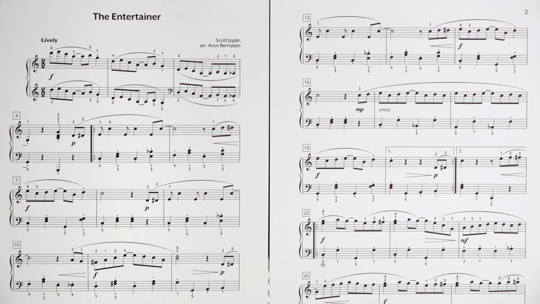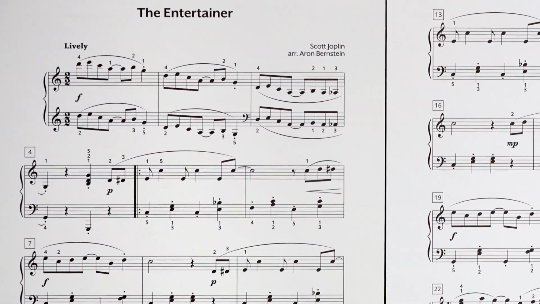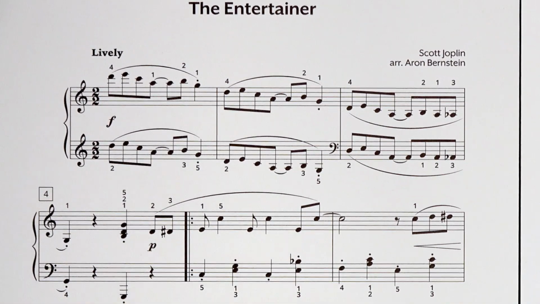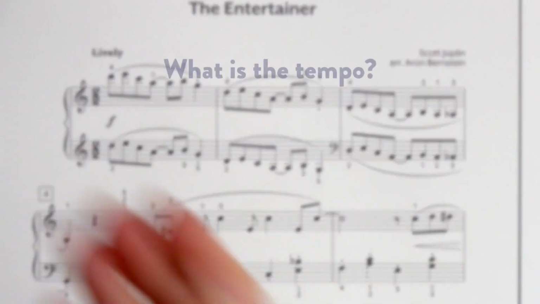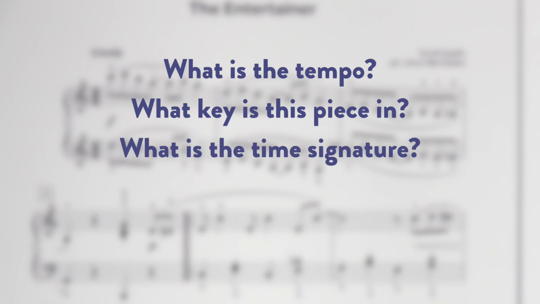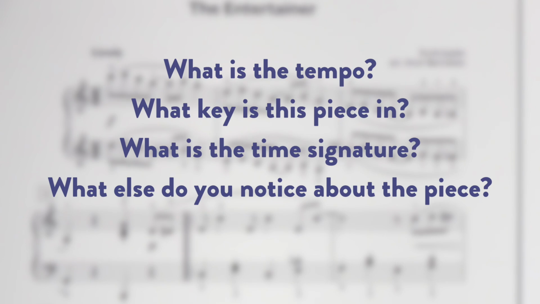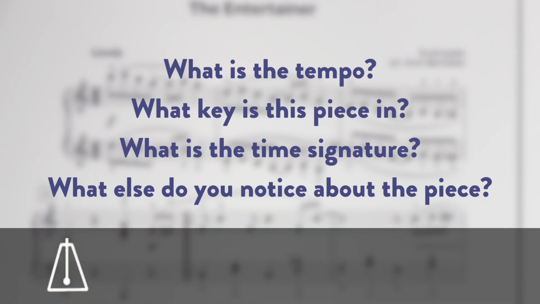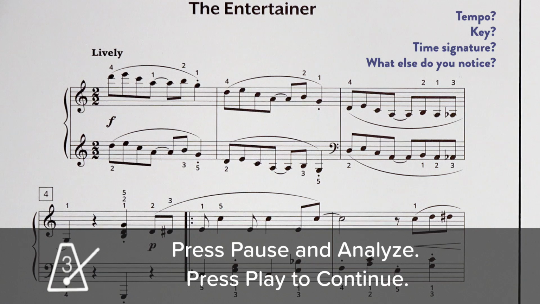If you haven't already, don't forget to download and print out your own copy of The Entertainer from the Hoffman Academy website. That will make learning and studying this piece so much easier. To kick things off, I'd like you to pause the video and try to answer our usual questions about the score. Number 1, what is the tempo? Number 2, what key is this piece in? Number 3, what is the time signature? And 4, what else do you notice about the piece? Pause to answer those questions on your own, then press play and we'll look at it together.